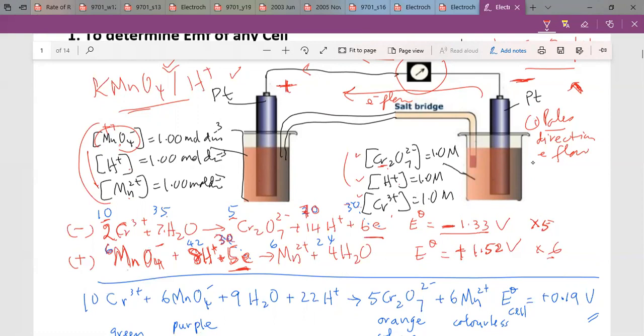Right, so now I must write the overall equation. So 10 chromium, 10 Cr3+. Okay, do it again by yourself to prove you can do it, okay? Plus 6 here, 6 MnO4 plus. Now here is 35, here is 24. Water, I bring it over. So 35 minus 24, how much is it? 11.